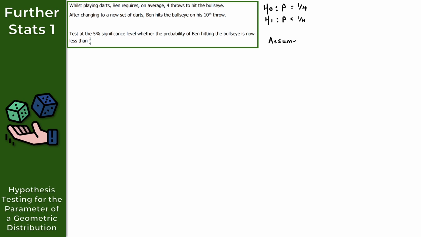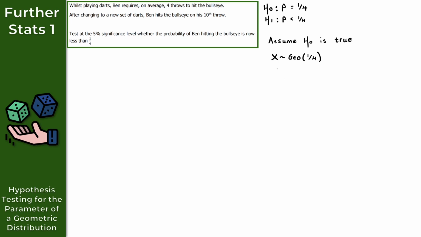Now what I'm going to do next is assume that H0 is true. Why do we do this? Well, let's choose a random variable to model this situation. So I choose X as my random variable. Then X will follow a geometric distribution with a parameter of p. However, if we assume that H0 is true, then p is equal to 1/4. So we obtain this distribution here.